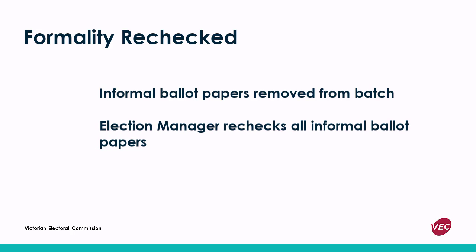It's important to note that all ballot papers identified as informal during the extraction process and those identified as informal by the computer are thoroughly rechecked by the election manager to confirm informality before a result is calculated. The election manager will confirm the formality of these ballot papers during the count. The election manager may also use personnel specifically trained in formality checking to assist in this task. Any ballot papers deemed formal will be returned to the formal batches.